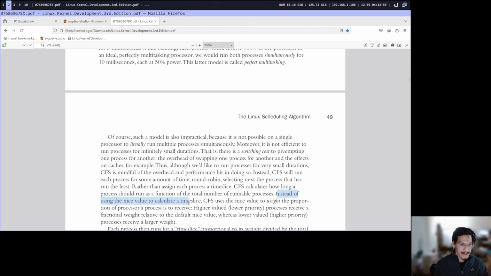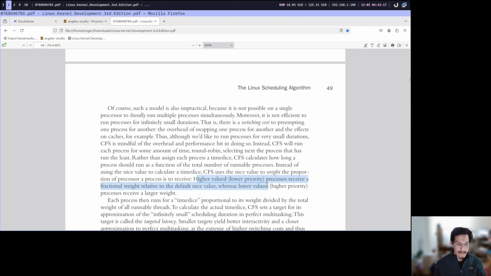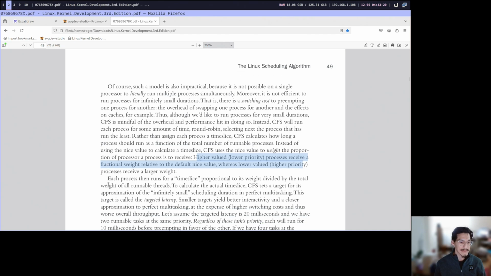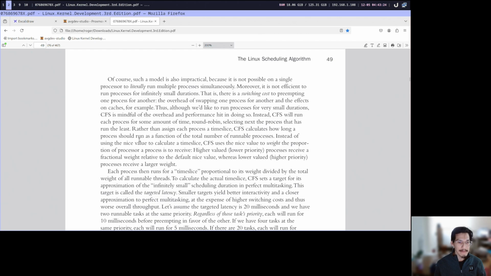Instead of using the nice value to calculate a time slice, CFS uses the nice value to weight the proportion of processor a process is to receive. Higher valued, lower priority processes receive a fractional weight relative to the default nice value, whereas lower valued, higher priority processes receive a larger weight. Okay, let me try to make sense of that. So they're saying that if you have a higher nice value, then you're going to get more processor. Okay, you still kind of run, I guess you run for more time. In this case, if you're a higher priority, meaning lower nice value.